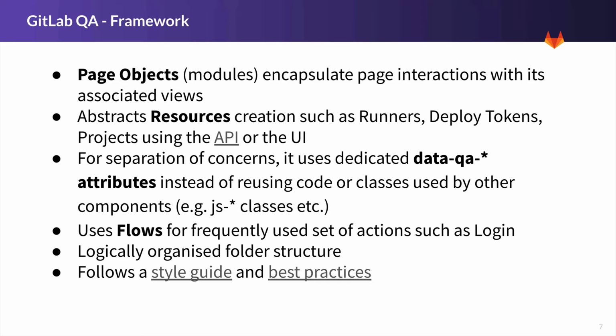We are using flows for the most common actions. This could be login or when we are visiting a pipeline, depending on the context of the tests. But login would be a good example of a flow. It basically abstracts all those steps, such as username input and password input. Then the framework follows a logical organized folder structure, which I'm going to show in a minute. And of course, we are following a set of best practices and a style guide for writing the code.